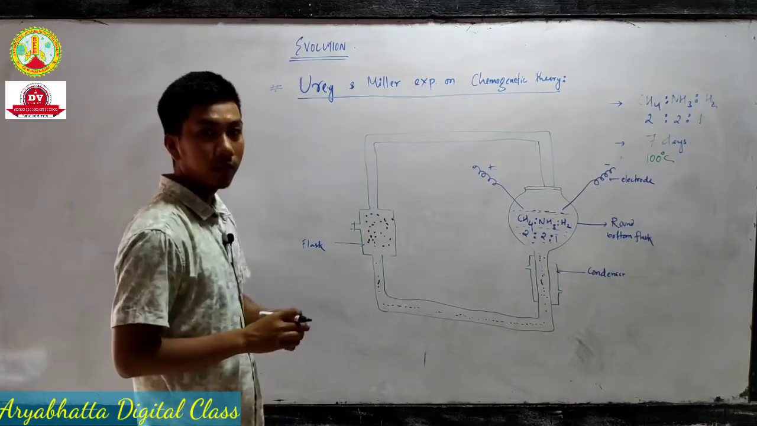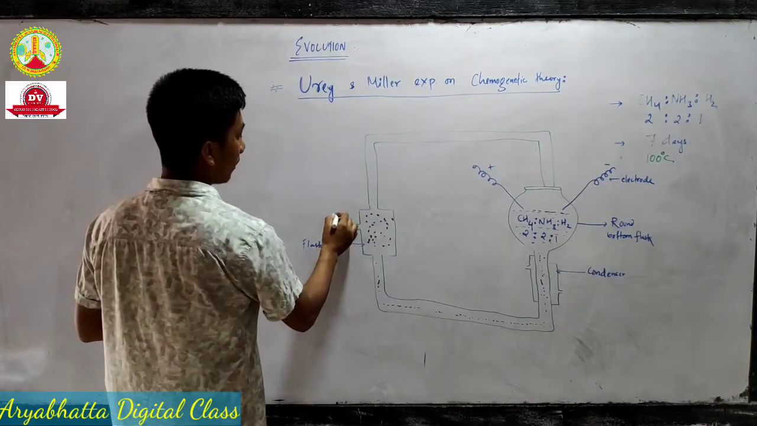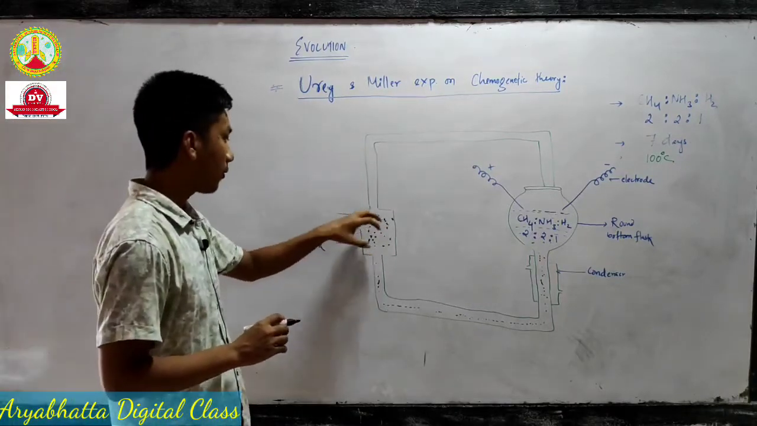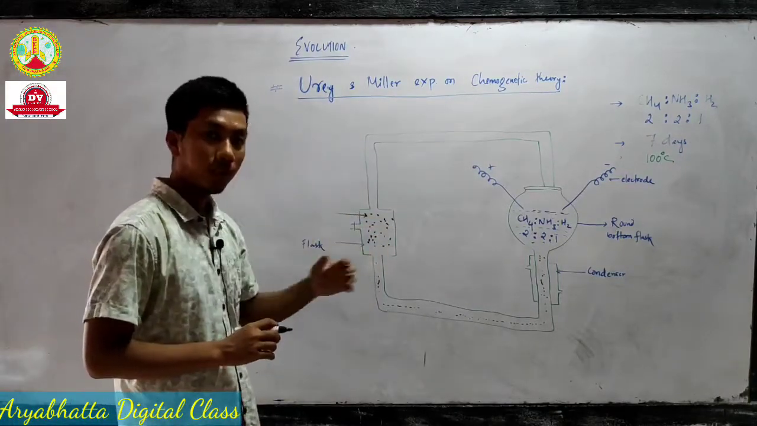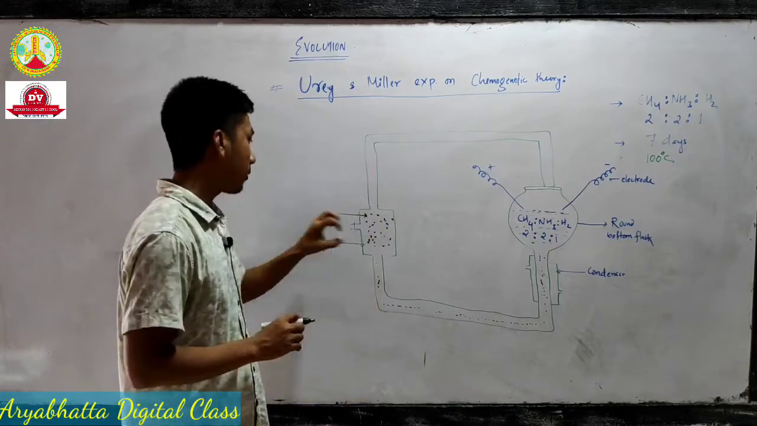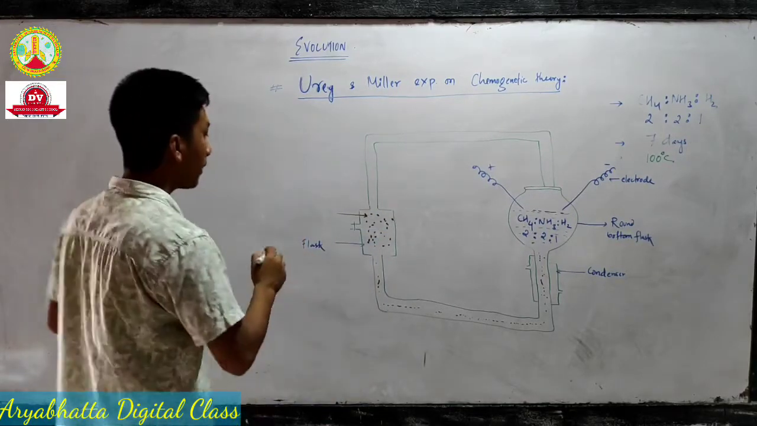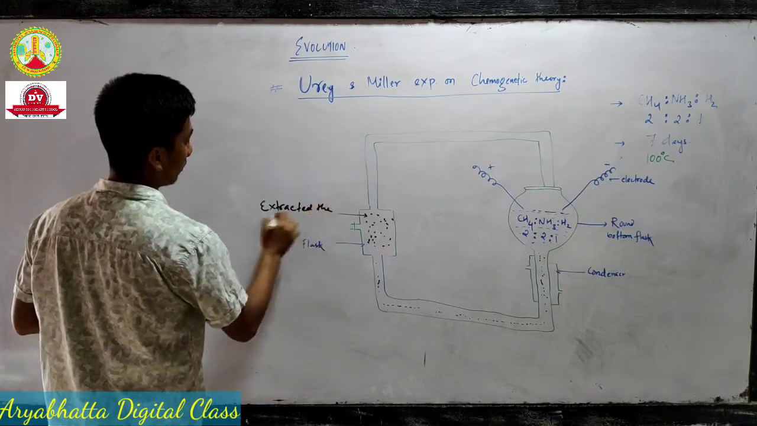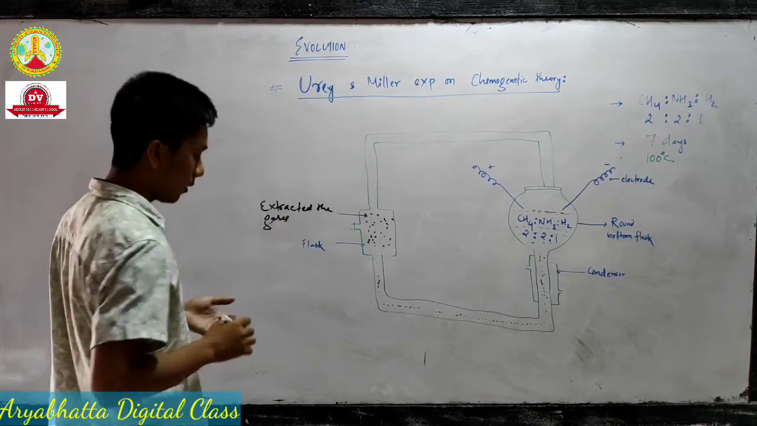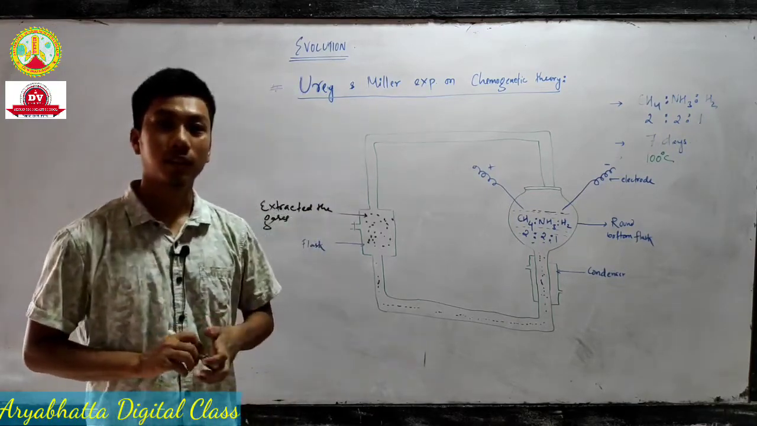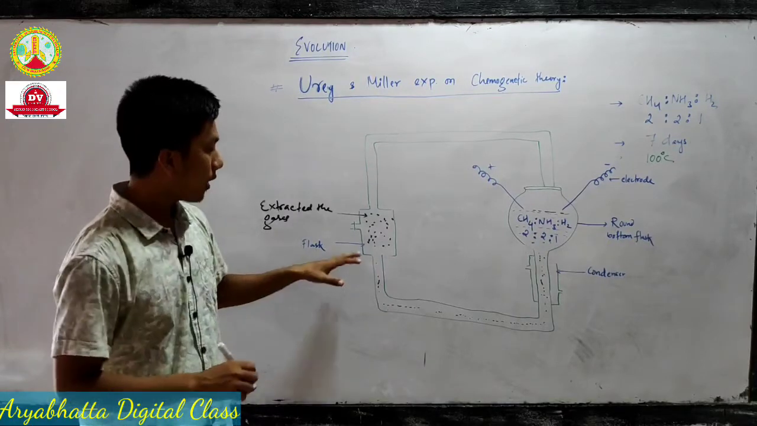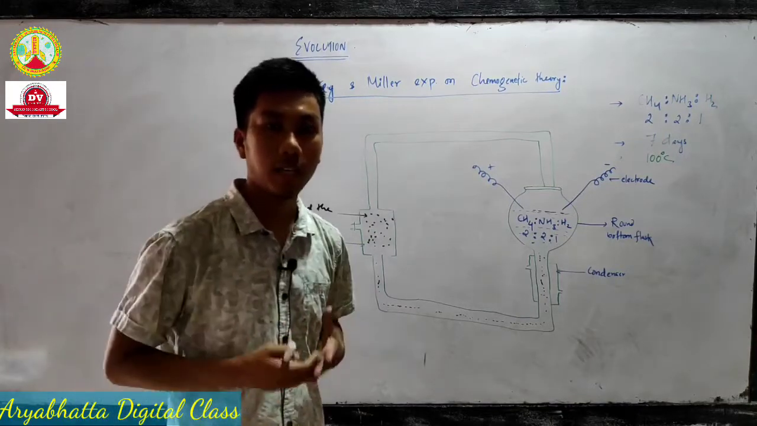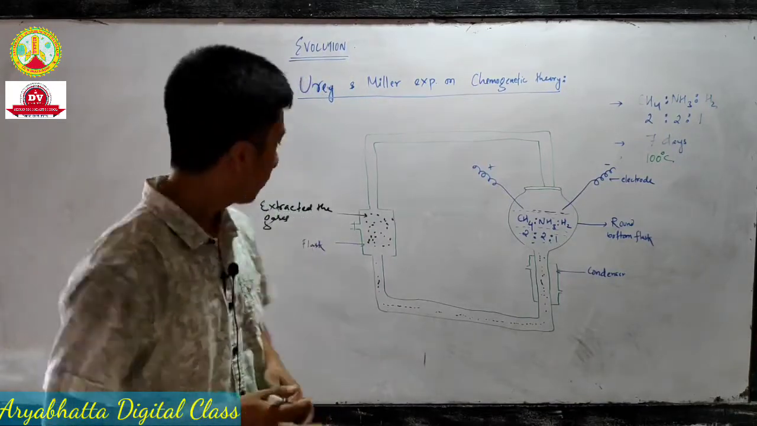Now Urey and Miller took out the gases from this flask. They extracted the gases from this flask. Okay. Then they analyzed the gases. So they extracted whatever gases were there in the flask, extracted all those gases and analyzed them.